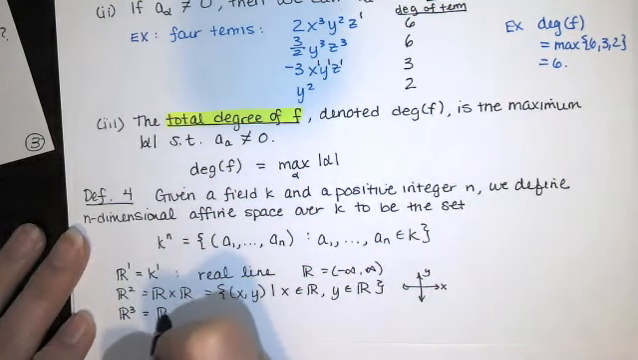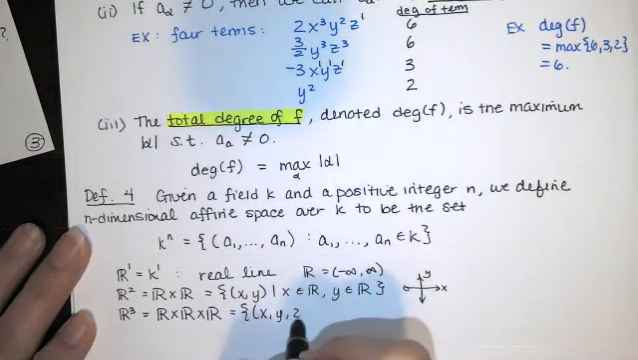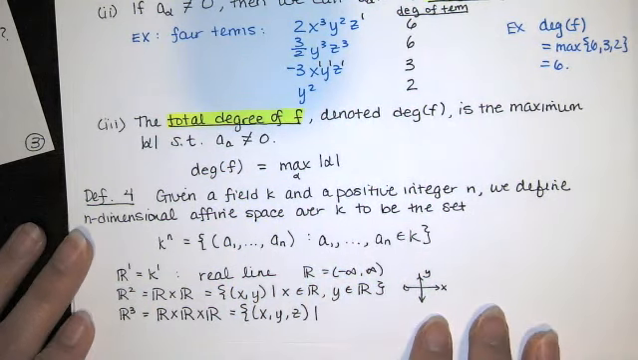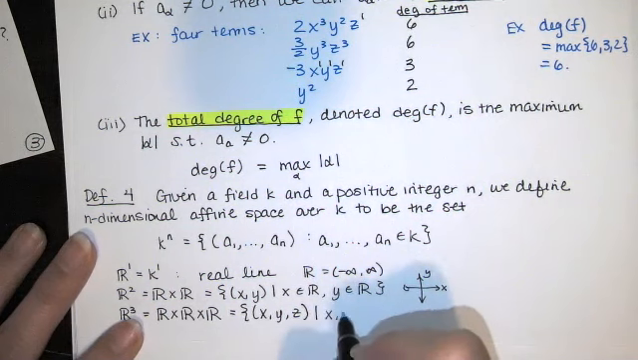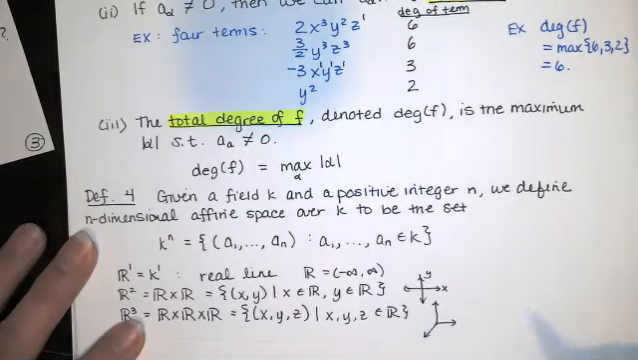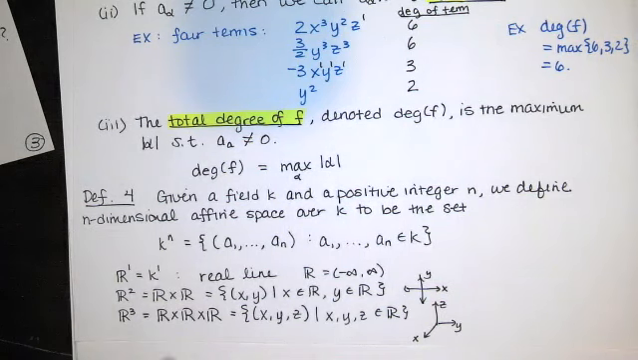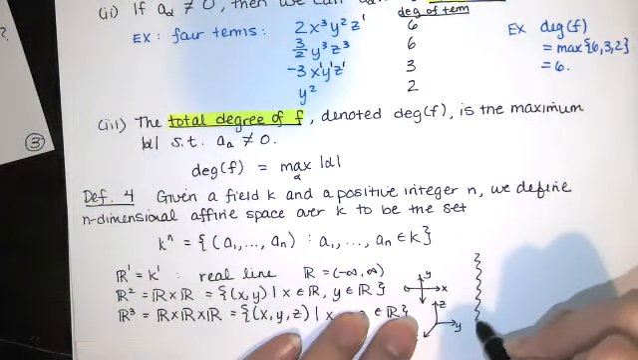And then R3. If you've taken Calculus 3, here you've got ordered triples, x, y, and z, such that x, y, and z are all real numbers. And you can think of R3 as encompassing all of three-dimensional space. So these are different types of affine space. This is one-dimensional affine space and two-dimensional affine space and three-dimensional affine space, where the field in this case is the field of real numbers. Now, we wouldn't necessarily have to have one of these. You could have something like this.